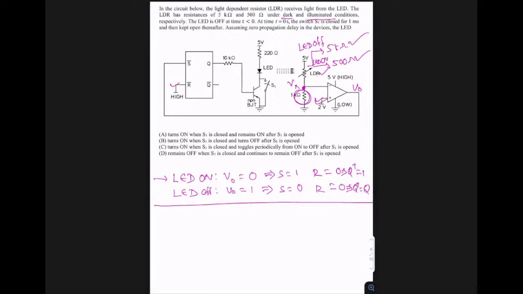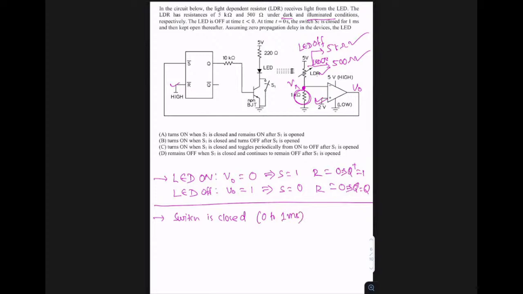The question is, if the switch is closed, what is going to happen? So first thing is, if the switch is closed, for what time is the switch closed? From 0 to how much? 1 millisecond, right? This is what is given, switch is closed.